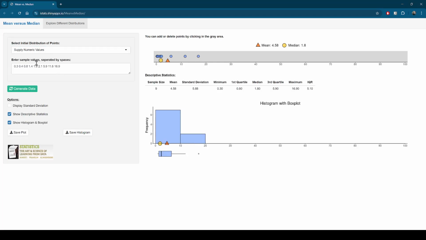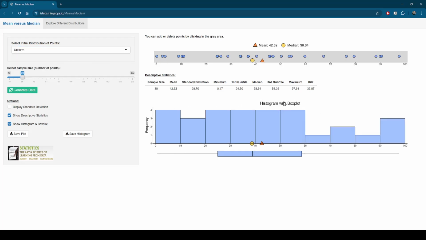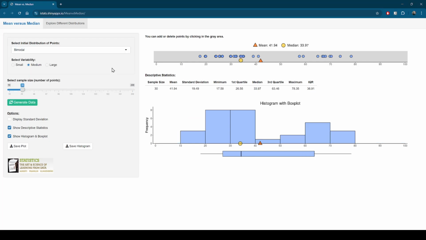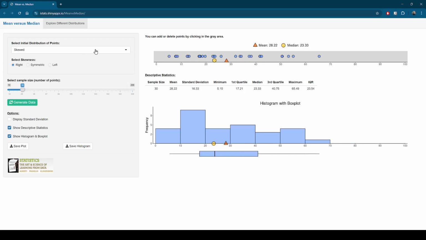Supply your own values by pasting a data set in there, or look at some not as common ones in our course, things like a uniform data set, where it's roughly an even chance of getting within each group, or something like a bimodal data set, where we see clumps of data in not just one area, but more than one area. As far as skewed data, maybe that's a good place to start.